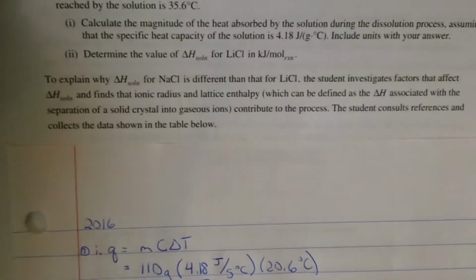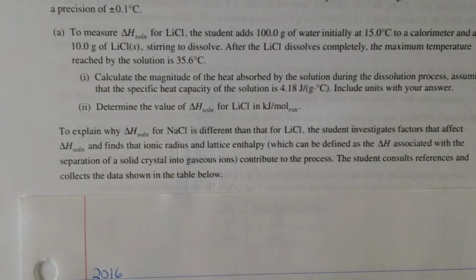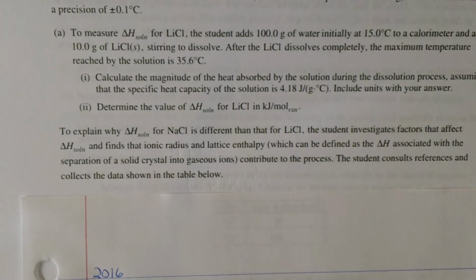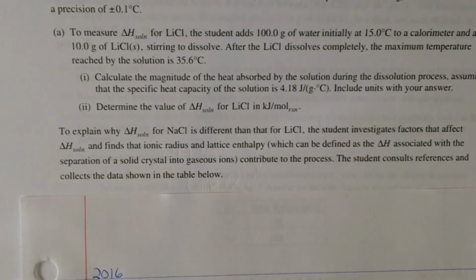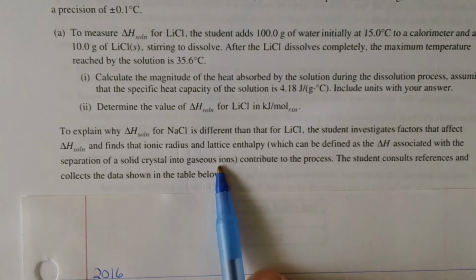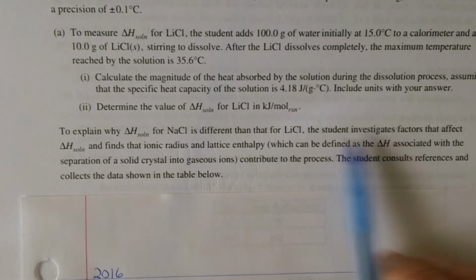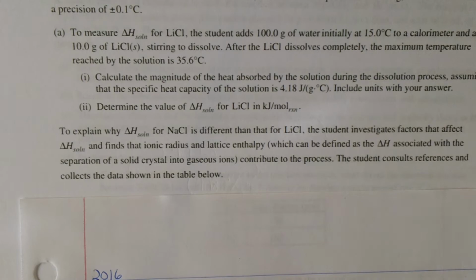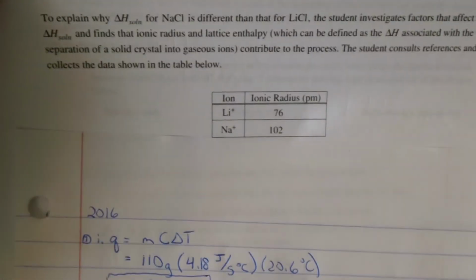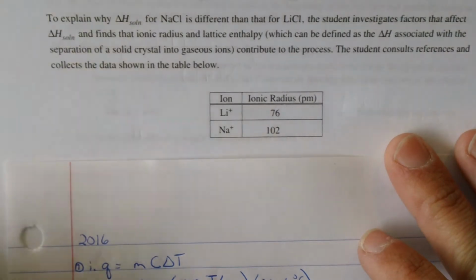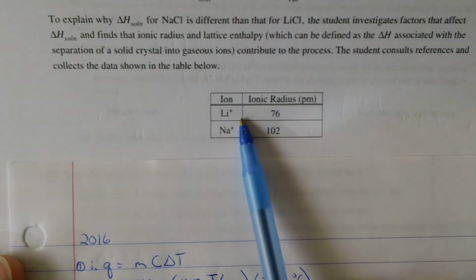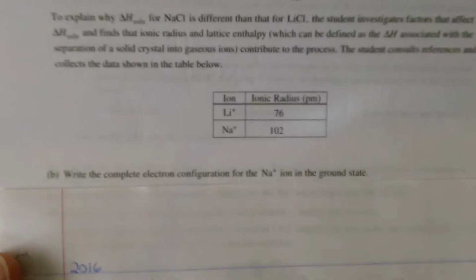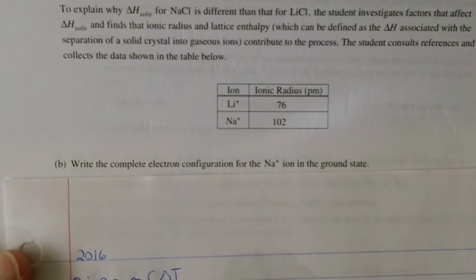Then we're to the second piece. It says to explain why delta H for NaCl is different than lithium chloride, student investigates factors that affect delta H. Finds that radius and lattice enthalpy, or delta H, is associated with the solid crystals going into gas. They contribute. The student consults references, collects data. So they give us a little data chart about radius of the elements. They don't need to give us this data chart. We should already know lithium is smaller than sodium because lithium is farther up on the periodic table in that group of alkali metals, which means it has less energy levels.